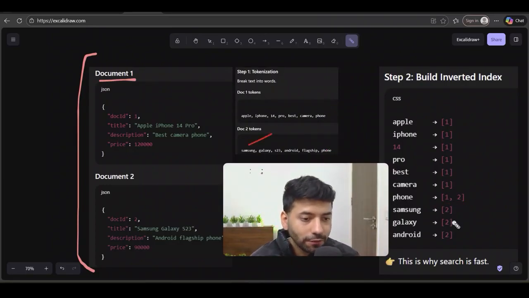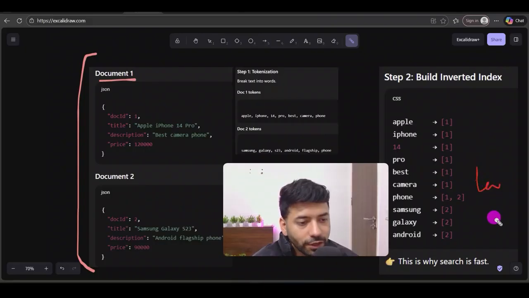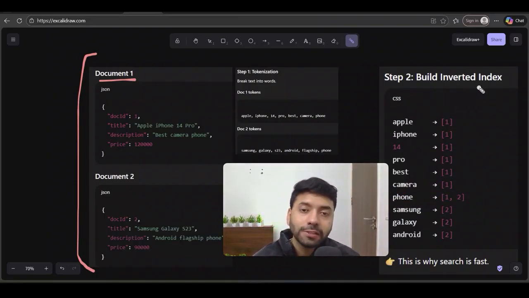Next we have Samsung, which is present in document 2 only. Galaxy, document 2. S23, document 2. So for S23 also we will create something like this, S23 and 2. Okay, because that is only present in document 2. Then we have Android. So Android, document 2. I think we missed out here. Similarly for flagship, we will create document 2. Then phone we have already covered here. Only the phone keyword is present in both of the documents, right? So this is how we create the inverted index and they really help to make the search fast.